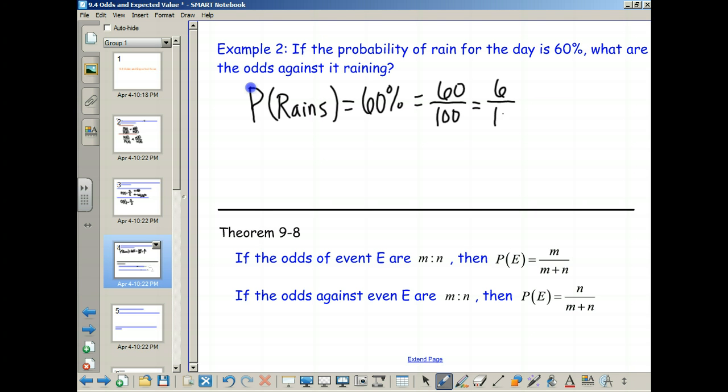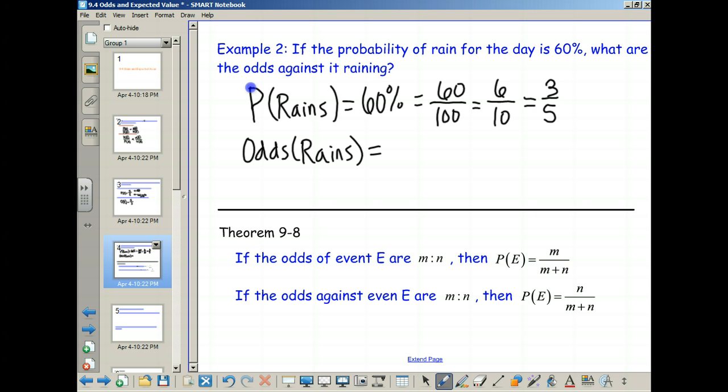Can I reduce that? Sure. To what? 6/10 is a good start. And I can do one more time, I think. 3/5. Okay, so 3 out of 5. That's the probability. But we were talking about odds, right? So let's talk about the odds that it rains now. That's still not quite what I'm being asked for, but I'm going to get there. I just want to show you how to think about these 3 different things.